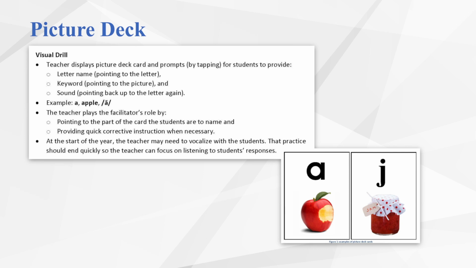First, the teacher points to the letter and prompts students to say the letter name. Then he or she points to the keyword picture, prompting students to pronounce the keyword. And then finally, the teacher points back up to the letter, prompting students to say the sound. Looking at the 2 examples on your screen, in a visual drill, the teacher would prompt, and the students would respond by saying A, apple, ah, or J, jam, j. That will be demonstrated in just a moment.